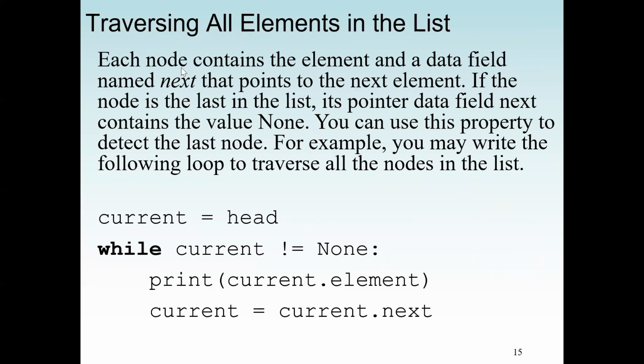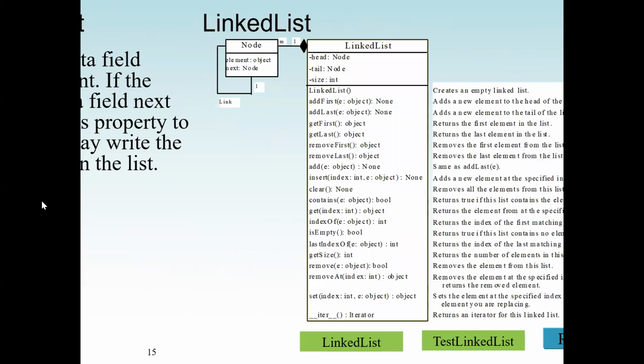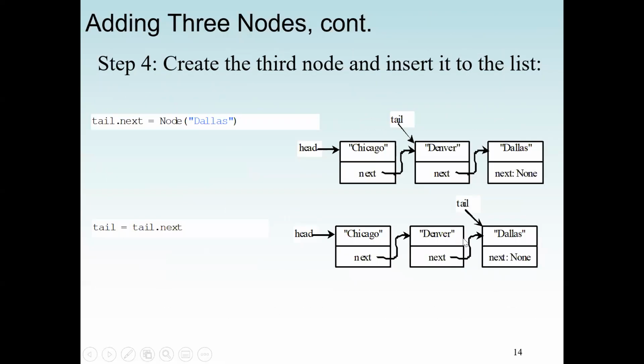Now to traverse all the elements in a linked list, we can use the pointer, but let's look at this diagram first. When we look at this diagram, if I want to traverse through these 3 nodes and I use the head pointer to move, what will happen? If the head pointer moves to the second node, which is Denver, the first node will be dereferenced. It's not going to reference anything. So it will be wasted, removed from the linked list.